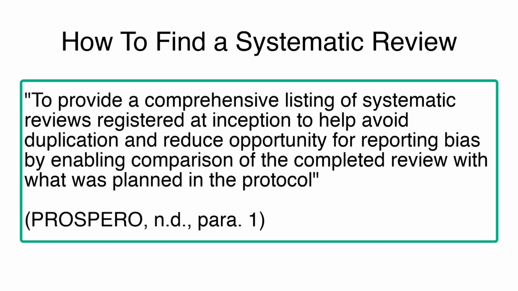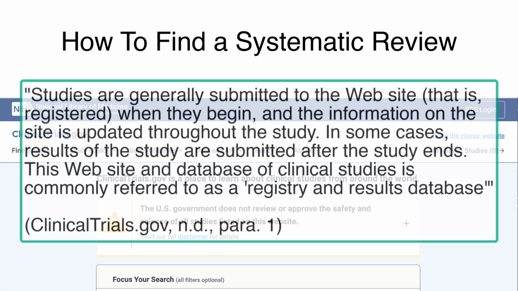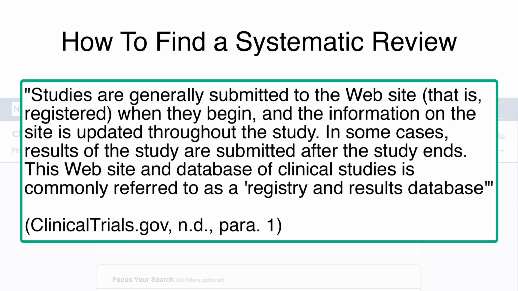PROSPERO states that its purpose is to provide a comprehensive listing of systematic reviews registered at inception to help avoid duplication and reduce opportunity for reporting bias by enabling comparison of the completed review with what was planned in the protocol. Likewise, ClinicalTrials.gov explains their purpose in that studies are generally submitted to the website that is registered when they begin, and the information on the site is updated throughout the study. In some cases, results of the study are submitted after the study ends. This website and database of clinical studies is commonly referred to as a registry and results database.